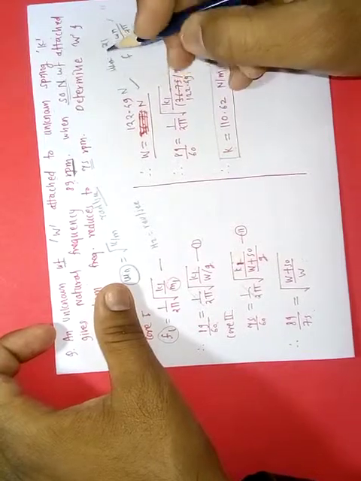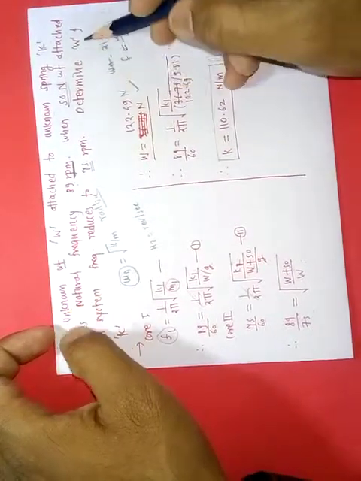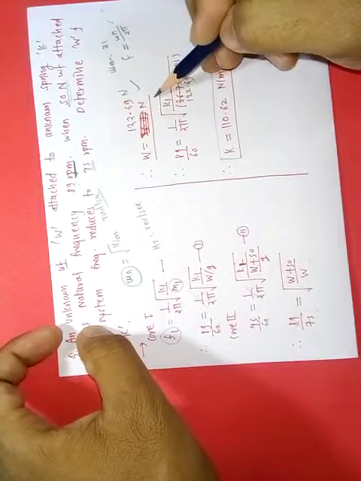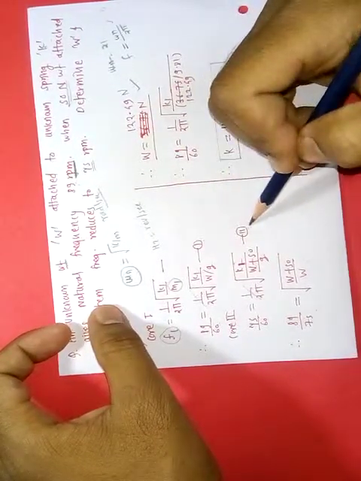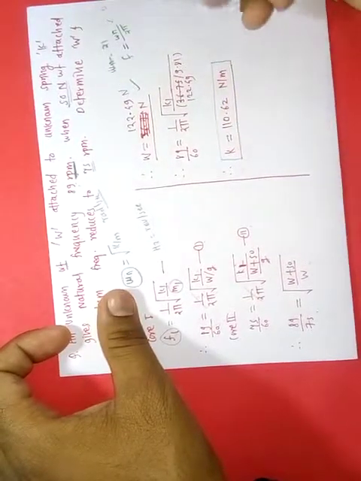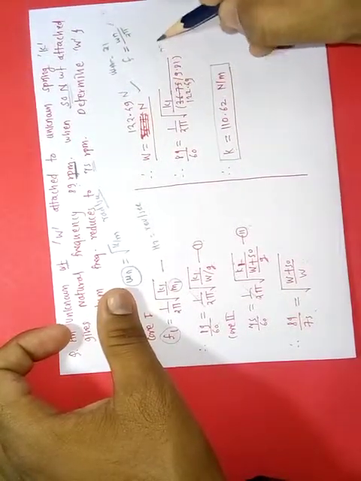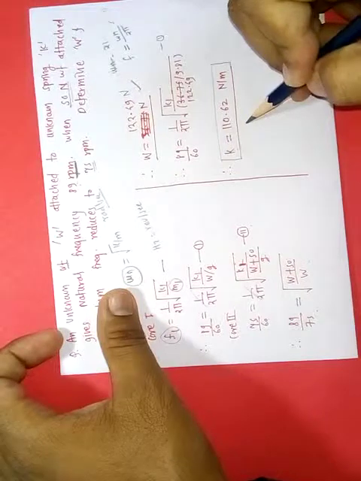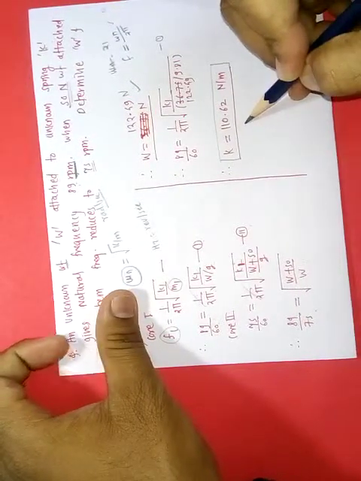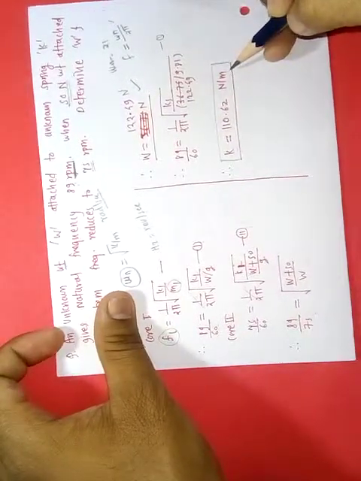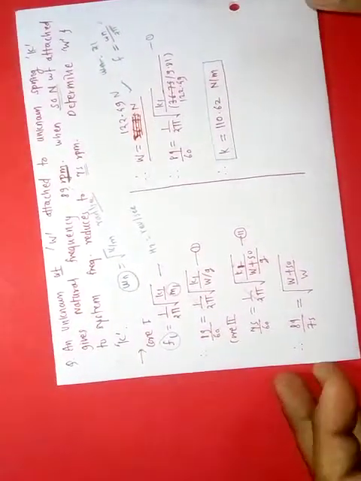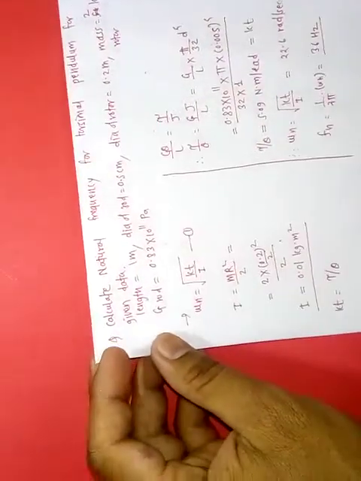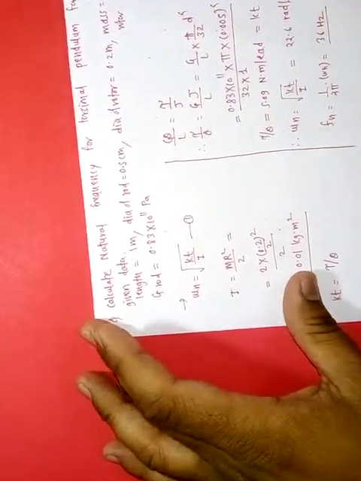In solving this equation, we get W equal to 122.49 newton. Next they have asked for the spring stiffness. For that purpose, put this value in either equation 1 or equation 2. Putting in equation 1, we get K, that is spring stiffness, equal to 110.62 Newton per meter. This is the first example.